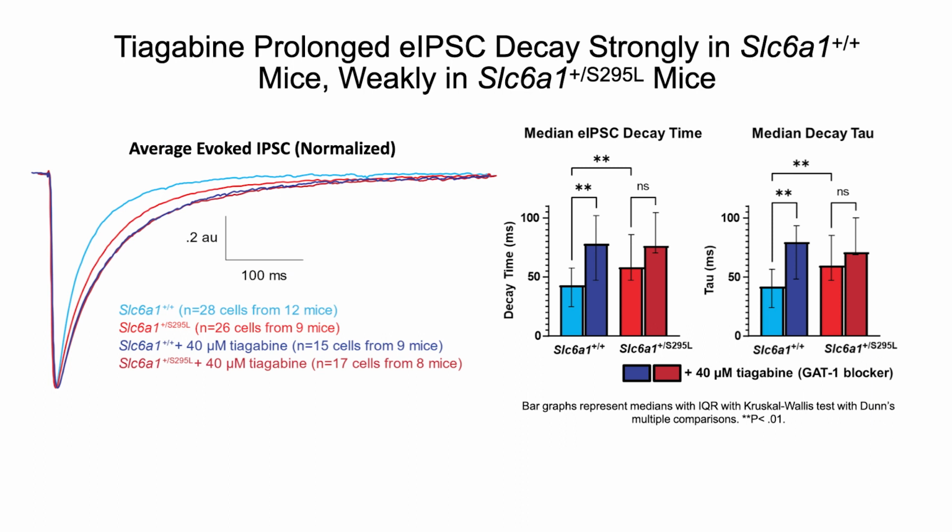And here it is all superimposed, so you can see how a normal IPSC in a wild type is pretty acute. There's increased decay in the heterozygote, and if you add tiagabine to either the wild type or the heterozygote, you take it out even further.